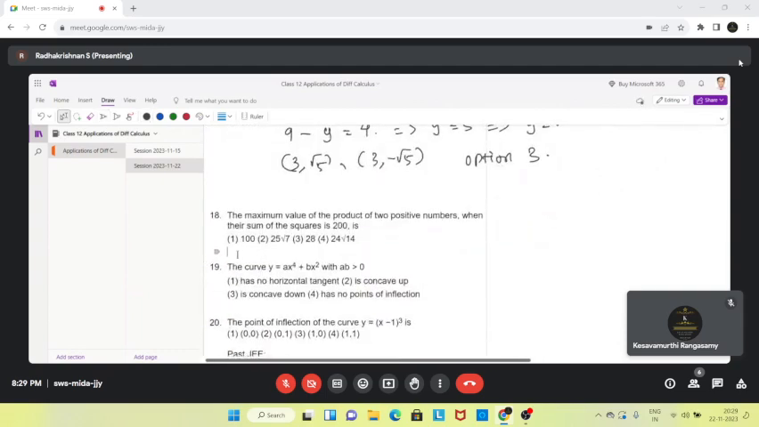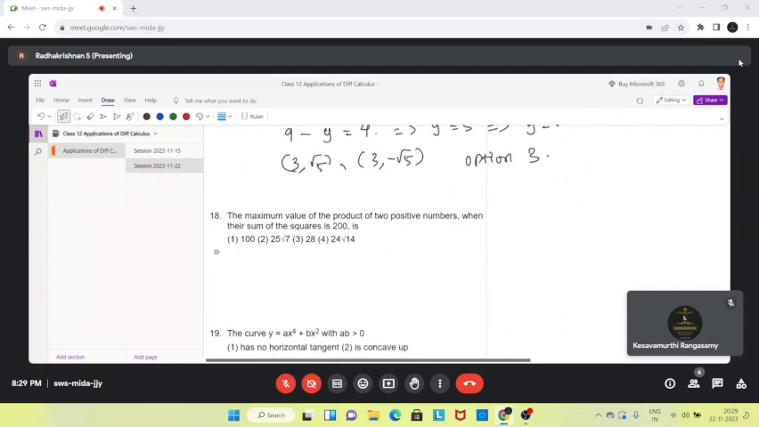Okay. The maximum value of the product of two positive numbers when the sum of the squares is 200. So let's say the numbers are x and y. It's given that x square plus y square, the sum of the squares, is equal to 200. And what is the maximum value of xy?